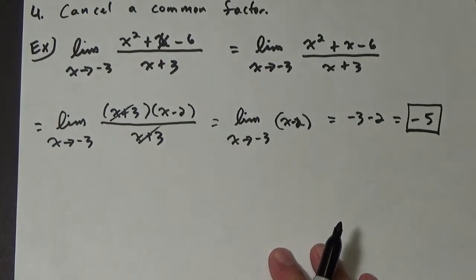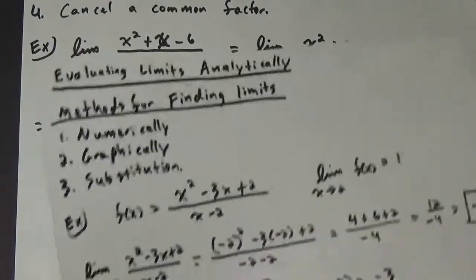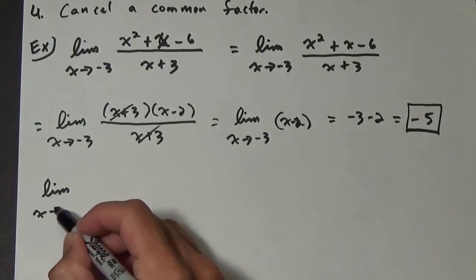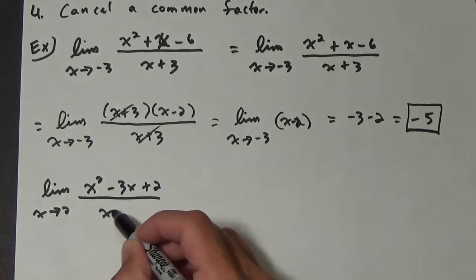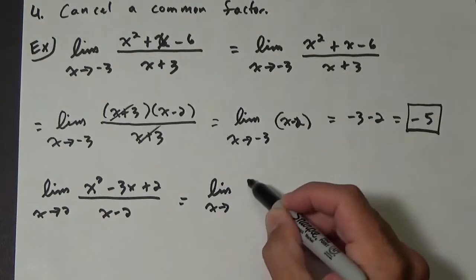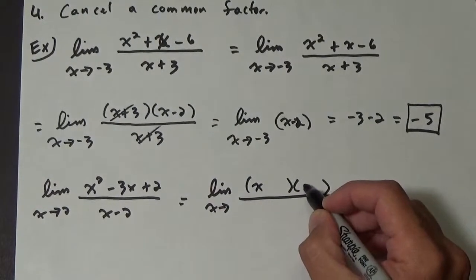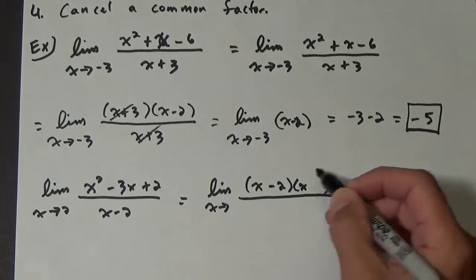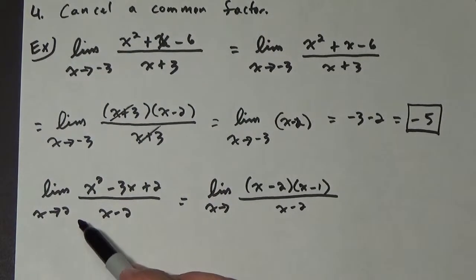Now, if we go back to this example back here, if you remember that, what is the limit as x approaches 2 of x squared minus 3x plus 2 all over x minus 2? That is the limit as x approaches 2. What is that? Minus 2, minus 1. Okay, so this was the first limit that we did numerically.